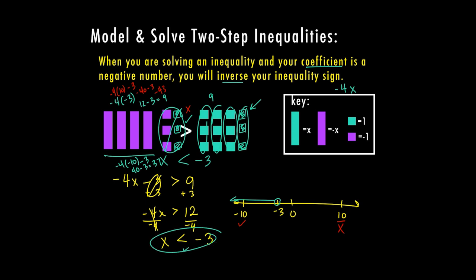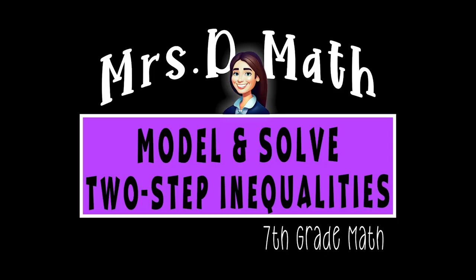So I did have to flip my sign. I hope this video helped you understand not only the models and how to solve mathematically, but also how to check your answer to make sure that your sign is the correct direction. Because remember, if your coefficient is a negative, then you do have to flip your inequality.